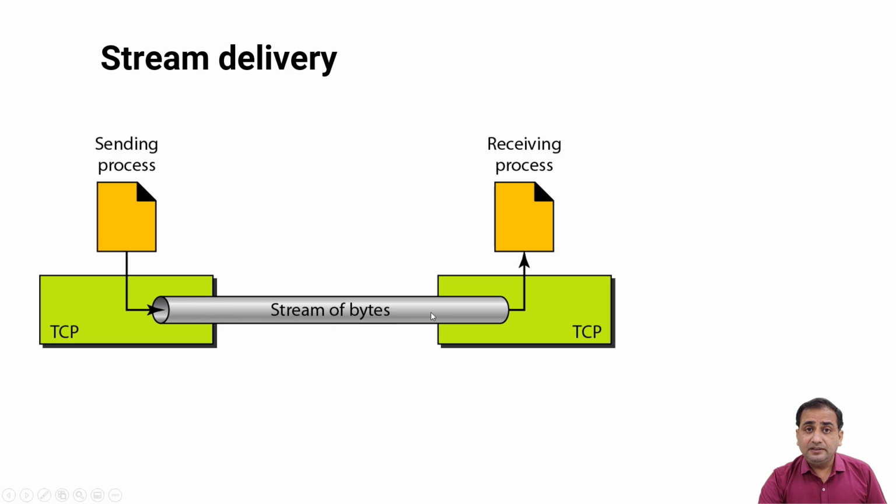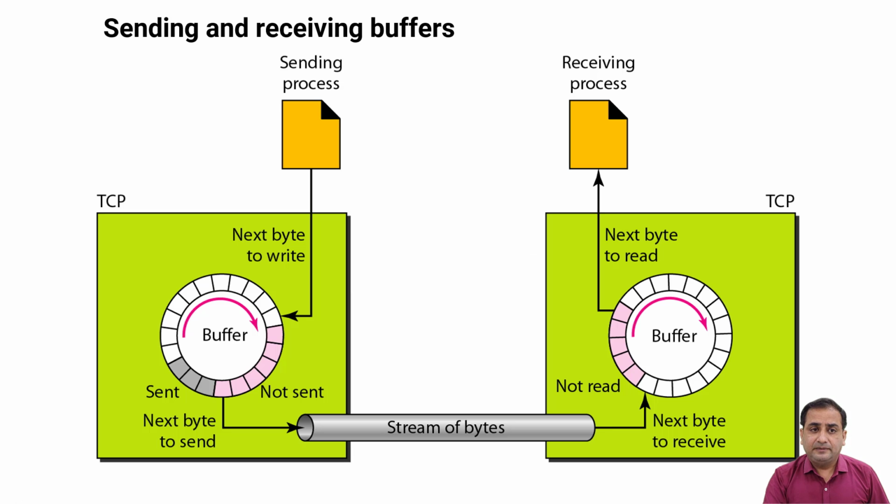And that's a reason why we call TCP a byte or stream oriented protocol. So what you have in between is a logical connection, which we call a stream of bytes, right? So you can see the pipe clearly in the slide. Now this is a very important diagram that you should understand very clearly.